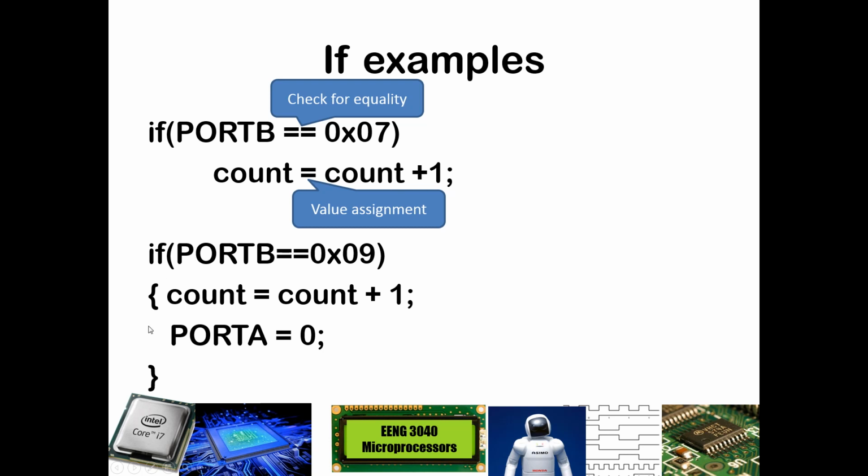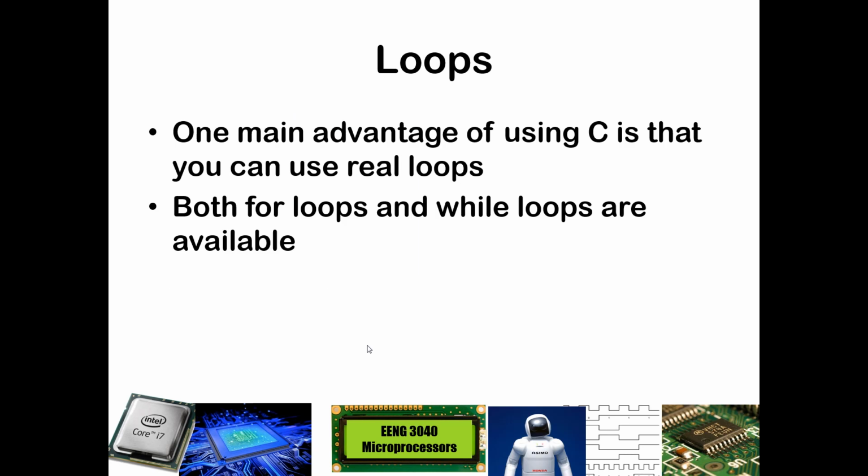You can also, here is a multi-line thing. If we wanted to check to see if port B is equal to 9, count is going to equal count plus 1, and port A is equal to 0. You also have the capability of doing else if and else. So if this is true, then do this, else do that. You can add an else if and have a similar conditional in there as well.